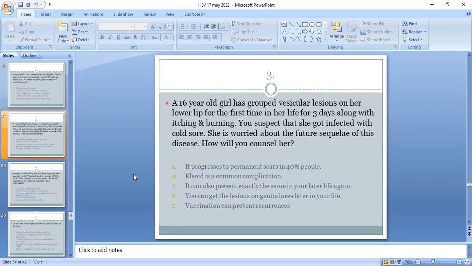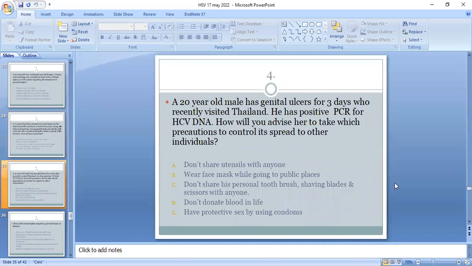Delta is the correct option, as herpes simplex type 1 can later lead to genital ulcers. While there are no permanent scars in this, only in the late stages the crusts are formed, and keloid is not a complication, while vaccination cannot prevent recurrences.